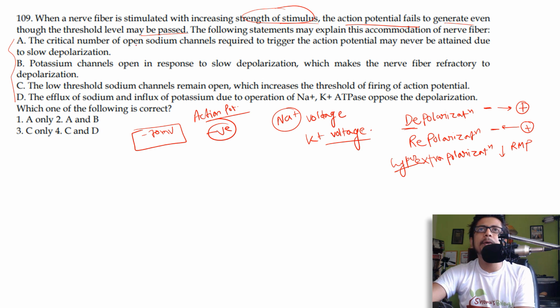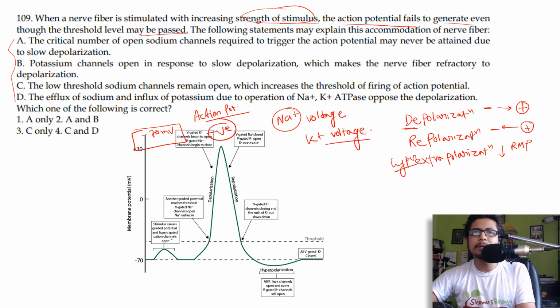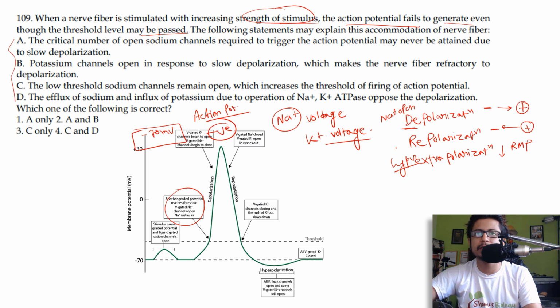Now read it. The critical number of open sodium channels required. Now about depolarization, it occurs when the sodium channels open, because when the sodium channels open, sodium starts coming inside the cell. So opening of sodium channels causes depolarization. Then this process continues, and when the sodium channel is closed and the potassium channel opens up to take potassium out of the cell, that causes repolarization. Potassium channel open, sodium channel closed.